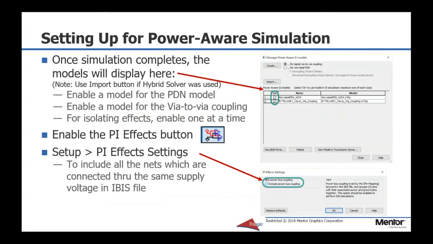Once the simulation completes, the created models will be listed. You can see here the PDN model and the via-to-via model are selected. To isolate the effects of either, you could select only one model at a time. Select the PI effects button on the toolbar. If include power bus coupling is selected in the PI effects settings window, all nets related to the power net will be selected, which is needed to simulate SSN. This needs to be turned on for more accurate simulation results, but the simulation time will be much longer.